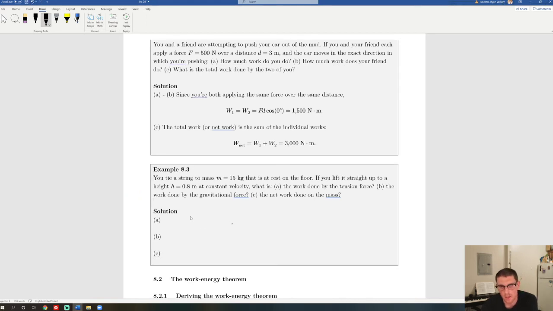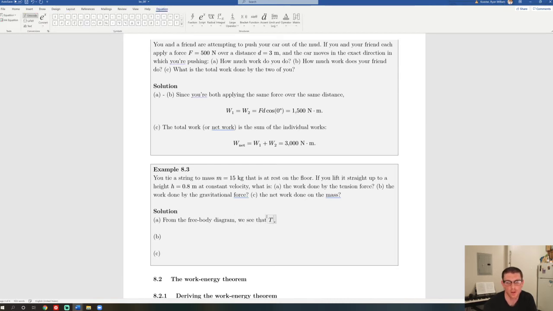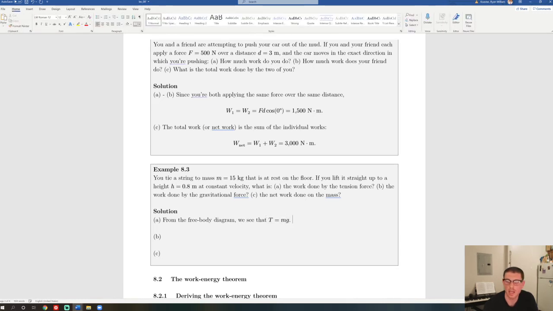Okay. There we go. So let's say from the free body diagram, we see that the magnitude of the tension force just equals the magnitude of the gravitational force. And this is because, right, we're lifting this thing up at constant velocity, and the words constant velocity are another way of saying a equals 0.